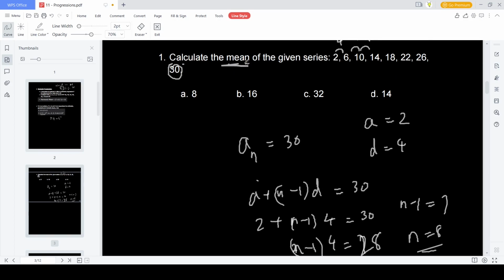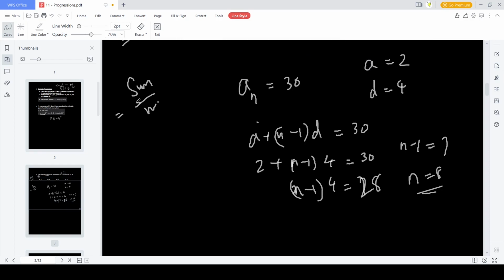Now I need to find the mean. Mean is the sum of terms divided by the number of terms. If you haven't watched the averages video, you can go watch it. I explain how to find average and all that in depth over there. So here we'll just use the formula: the sum of all the terms divided by the number of terms, that is n. The sum of terms till the 8th term can be written as n by 2 into (2a plus (n minus 1) times d) using the arithmetic progression formula. Since they've asked for the mean, we divide by n, and n cancels.